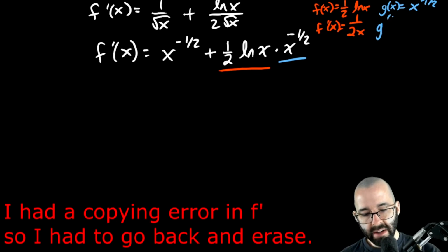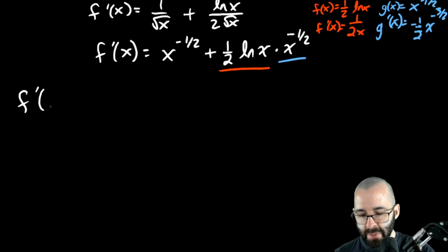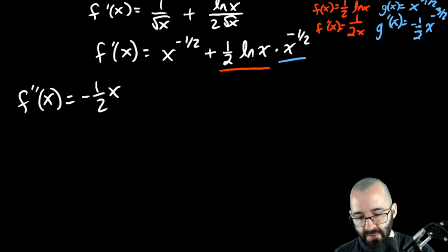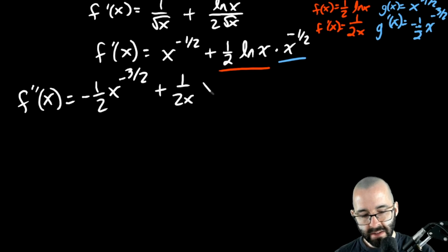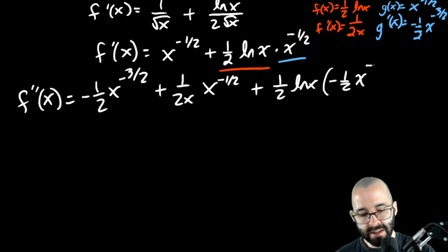And g prime of x, we just use the power rule, is negative 1/2 x to the negative 3/2. So the product rule then, well, we use the power rule in the first part to get that the second derivative is negative 1/2 x to the negative 3/2. And then the product rule, derivative of the first, it's 1 over 2x times the second, x to the negative 1/2, plus the first, 1/2 ln x, times the second, negative 1/2 x to the negative 3/2.